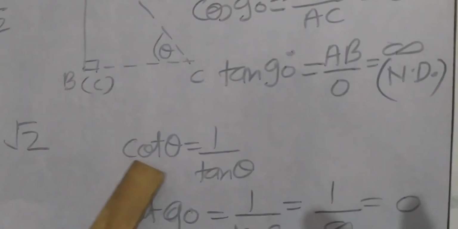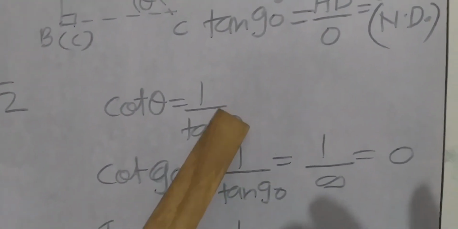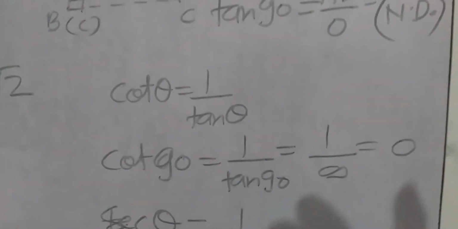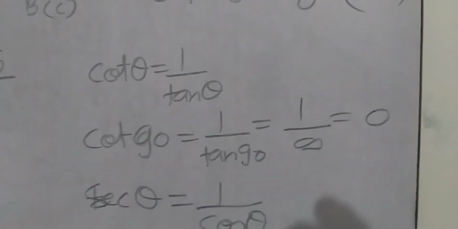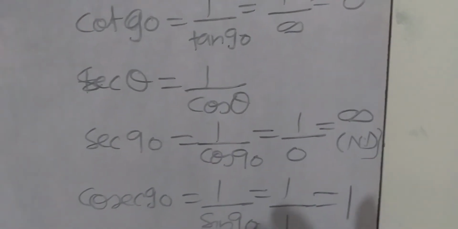Cot theta, cot is the reciprocal of tan, cot theta equal to 1 upon tan theta. So cot 90 equals 1 upon tan 90. Tan 90 value is not defined. 1 upon infinity equals 0. So cot 90 value is 0. Sec theta equals 1 upon cos theta. Sec 90 equal to 1 upon cos 90. Cos 90 value is 0. So it will be 1 upon 0. 1 upon 0 is not defined, means infinity.